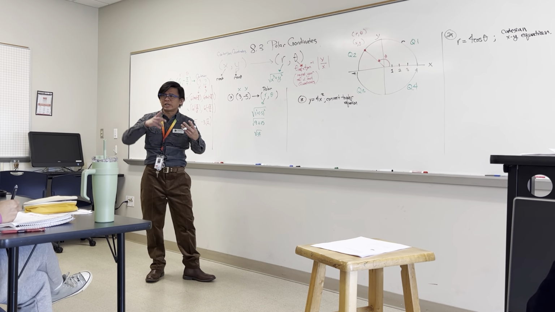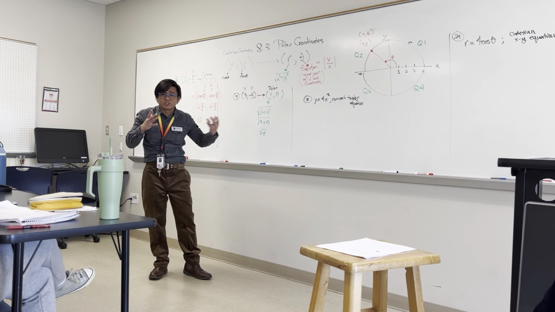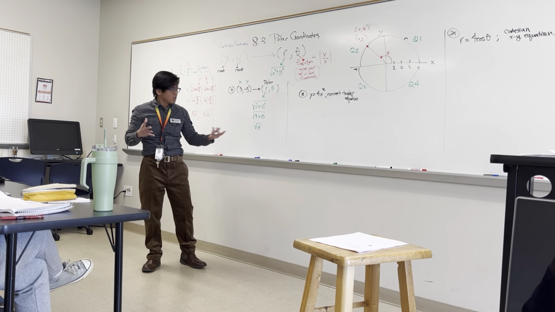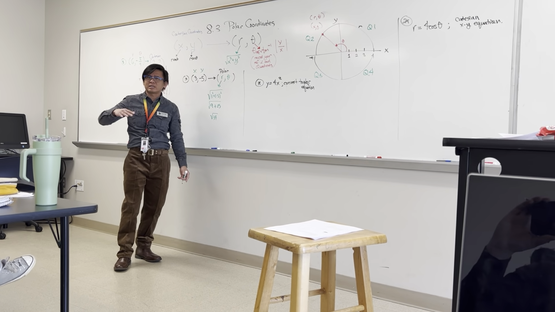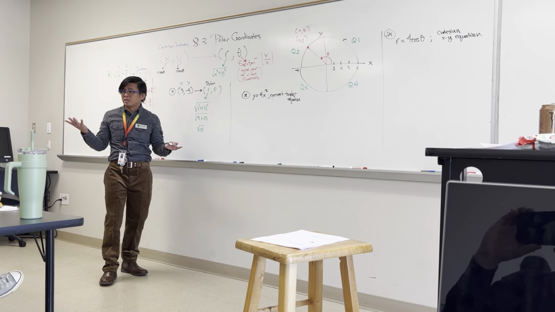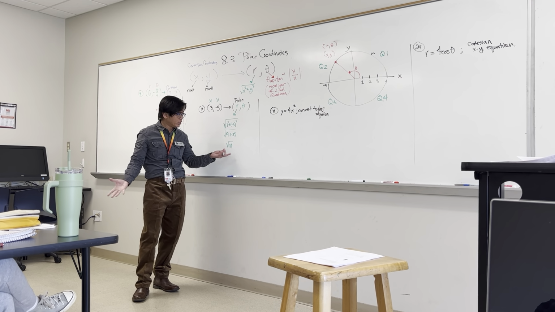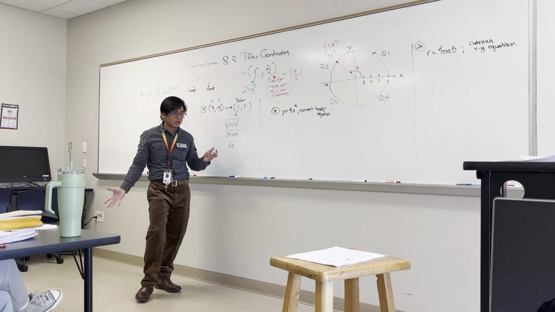Honestly, there's no perfect square factor for the square root of 34. So we'll just leave it as it is, right? Because 34 can be written as 17 times 2, which are both prime numbers. So there's no perfect square factor, and we'll just leave it as it is for r.